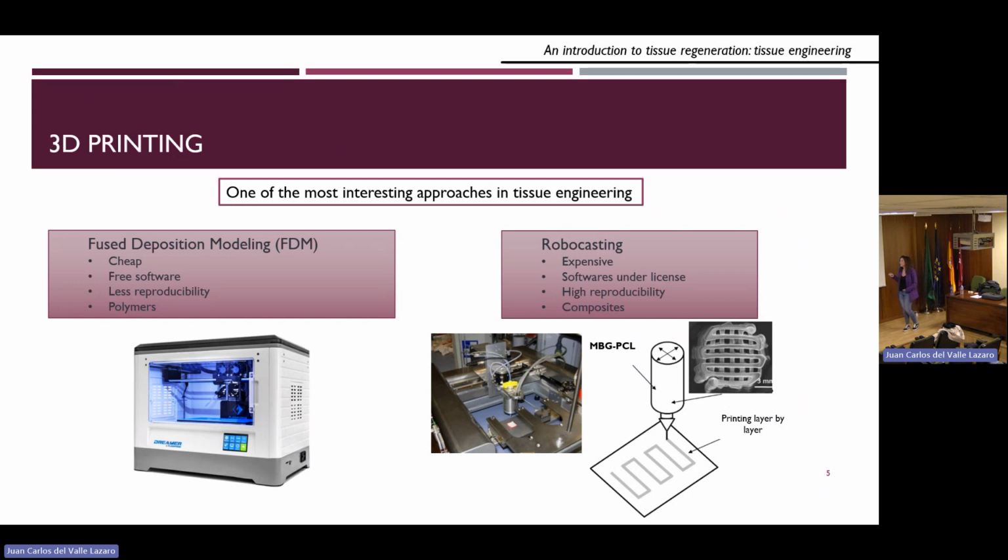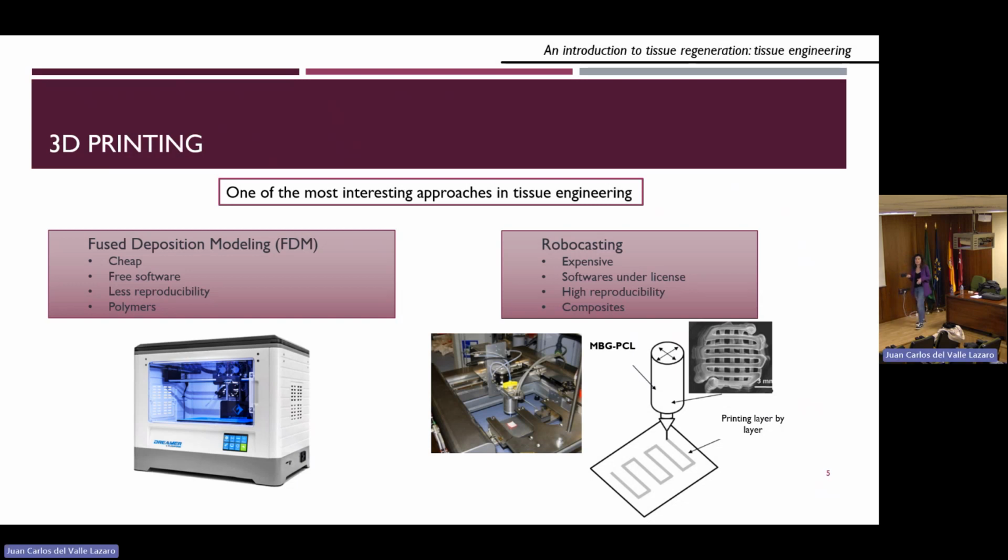Then we have this other technique, robocasting. Sorry, I didn't mention that both techniques work layer by layer. So you put one layer, then another, through an extruder that you can design beforehand. But robocasting is very expensive. This printer is 1,000 euros. This one is 100,000 euros. But with this one, you can print many different kinds of things. You can print, for example, composites, not just commercial polymers, and it's very reproducible. When you want to translate a product to the market, it's better to try this one. But with this one, you can get very good things though.